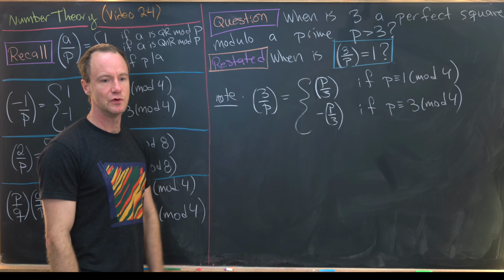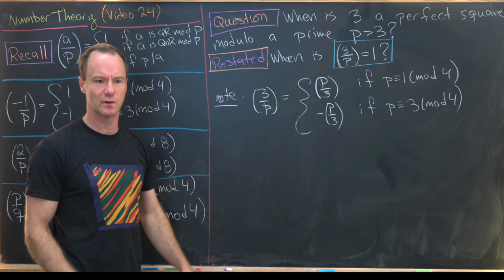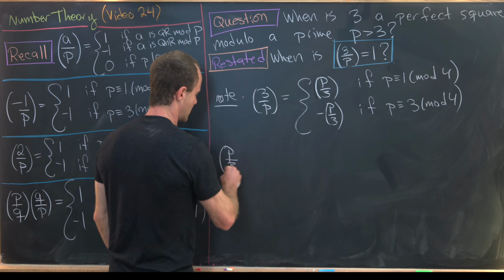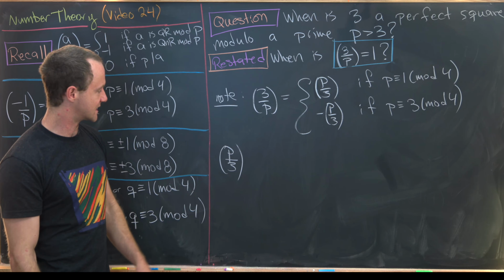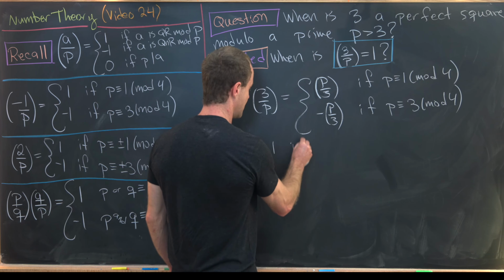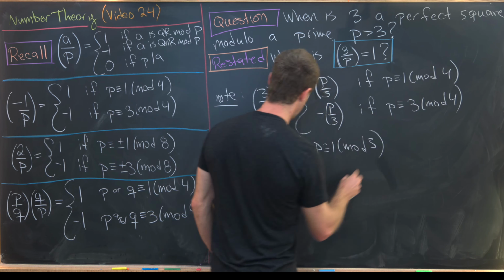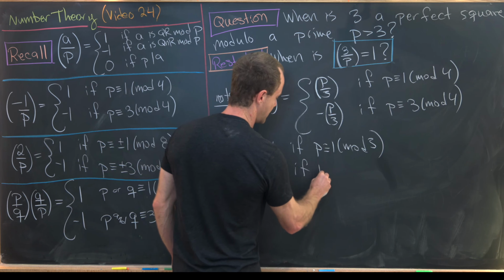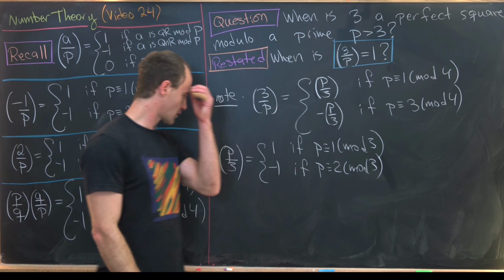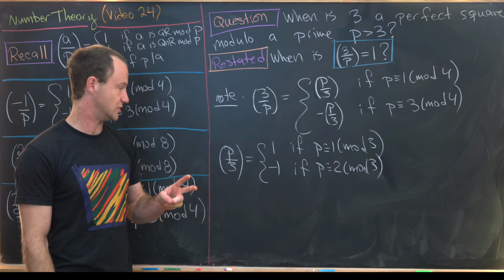Okay, so now let's move on to answering whether or not p by 3 is plus or minus 1. And that's actually a little bit easier than you might think. I'll write it out, and then we'll discuss why this is the case. So p by 3 is equal to 1 if p is congruent to 1 mod 3, and it's equal to negative 1 if p is congruent to 2 mod 3. Since we're working mod 3 here, we only really need to look at two numbers, 1 and 2.